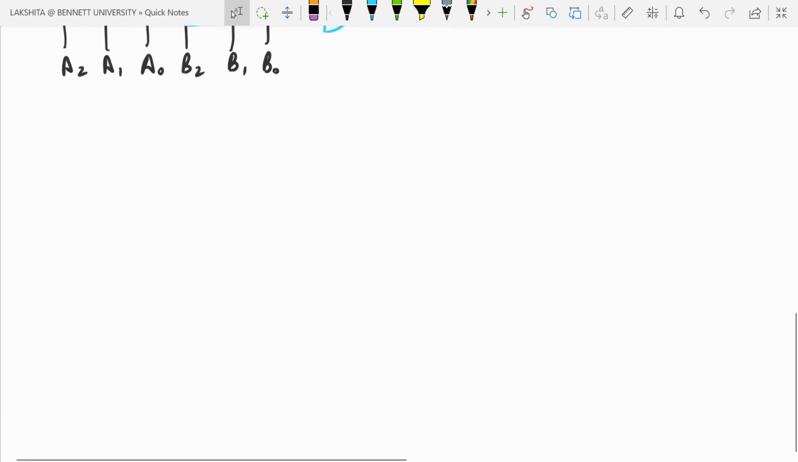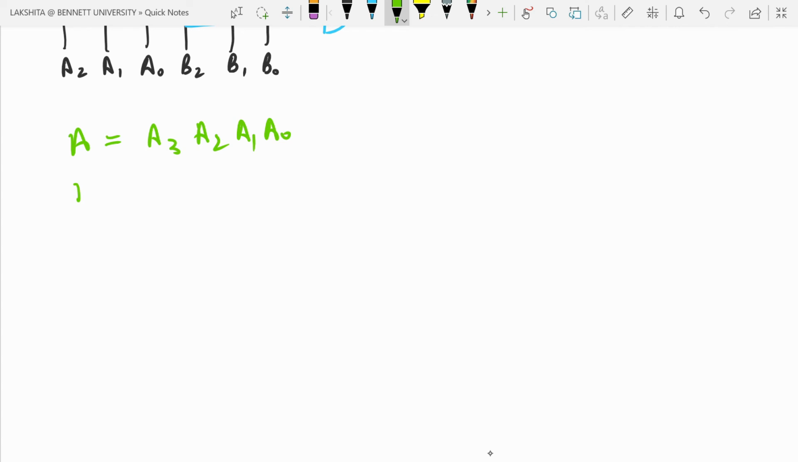You can similarly draw the multiplier circuit for two 4-bit numbers where A is a 4-bit number, that is A3, A2, A1 and A0, and B is also a 4-bit number which is B3, B2, B1 and B0. You can follow similar steps as we did in the 3-bit multiplier and you will get the multiplier circuit of the 4-bit numbers.